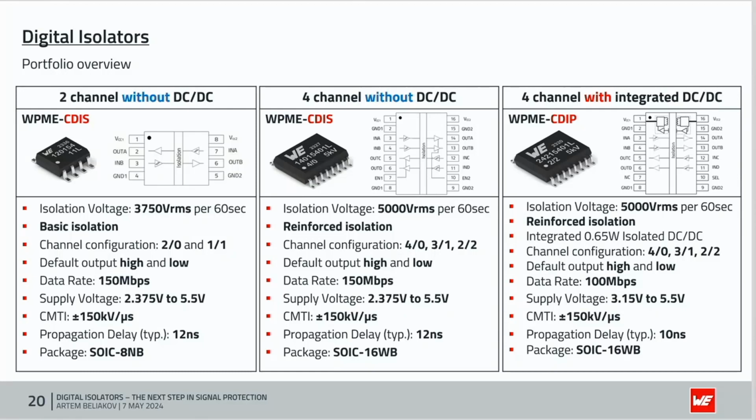And the second match code, as you can see here, is CDIP, which means capacitive digital isolated powered, or digital isolator with integrated DC-DC converter. This type of products provides isolation up to 5000 volts, data rate up to 100 megabits per second, and all products are represented in the SOIC 16 widebody package.